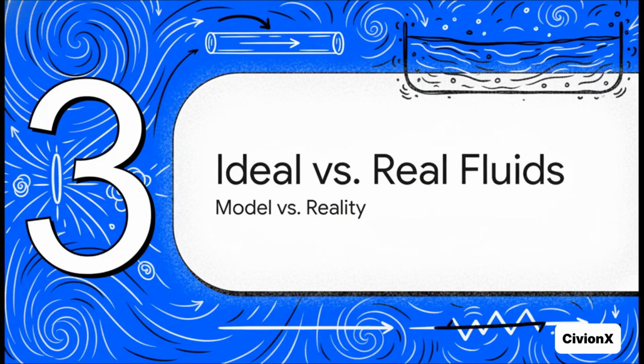Now you might be thinking, wow, all these classifications can get pretty complicated. And you'd be right. That's why scientists often start with a simplified model to make the analysis easier. But it's really, really important to understand how that perfect model differs from the messy real world. Let's take a look.